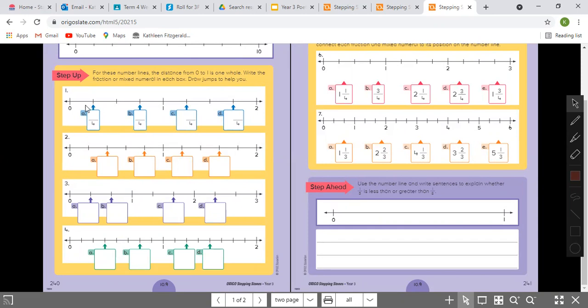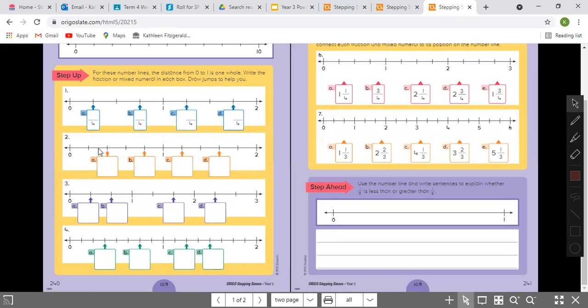Okay, this one will be the first one. So put in the number there for 1/4. And that would be 2/4, so this one would be 3/4. And then you're going to put in 1, because we're now writing it as a mixed numeral. Write the fraction or mixed numeral. So these ones are less than 1, so they will be fractions. These ones are more than 1, so they will be mixed numerals.